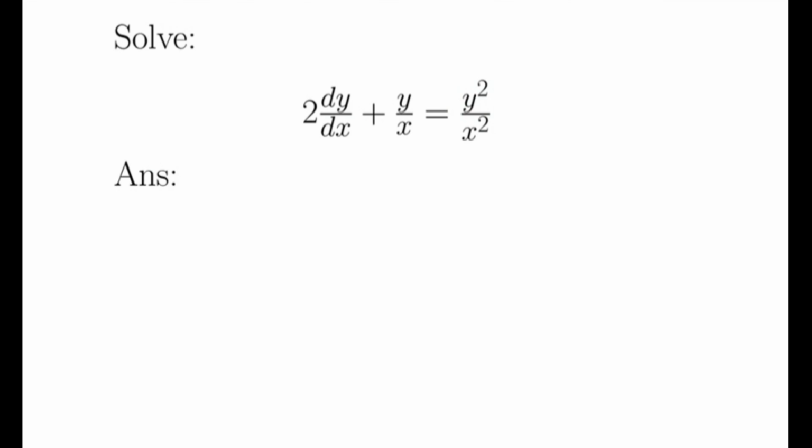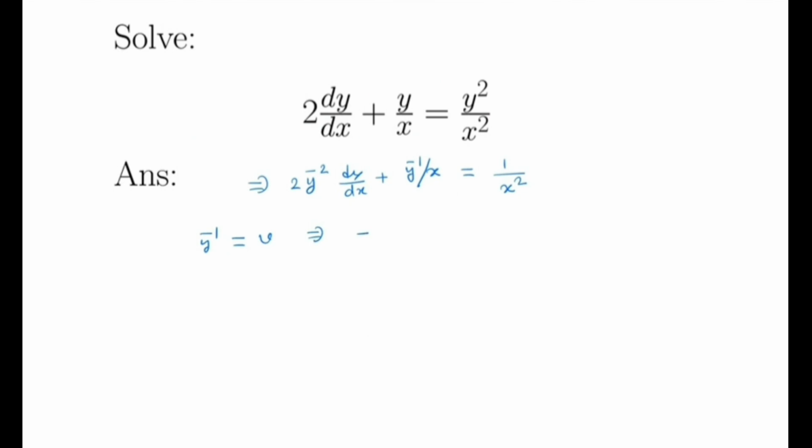So we will divide both sides by this extra term y². By dividing by y², we get 2 y^(-2) dy/dx + y^(-1)/x = 1/x². Now we will make a substitution, which is y^(-1) = v.